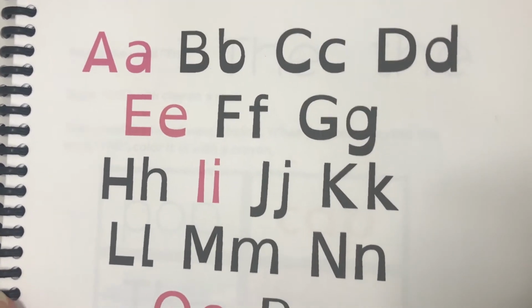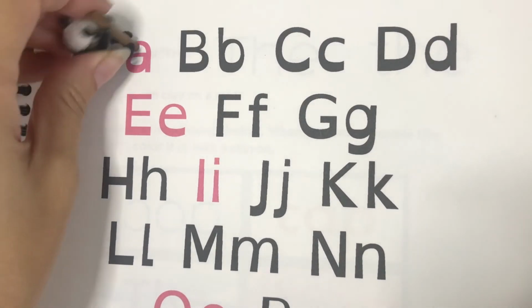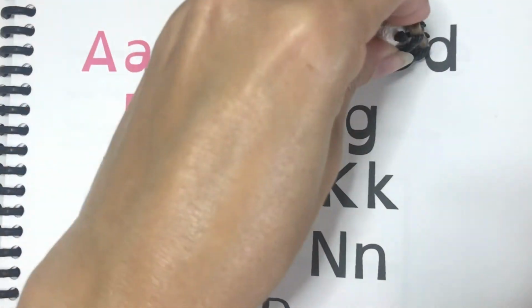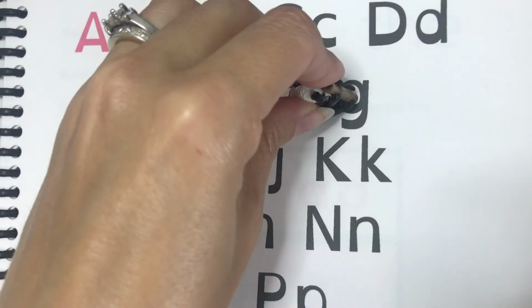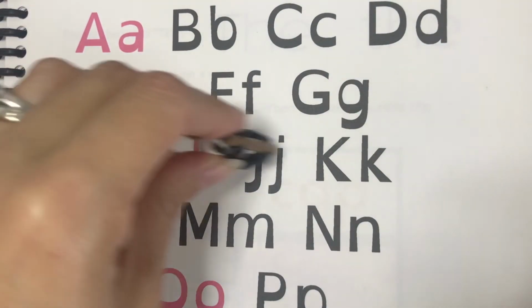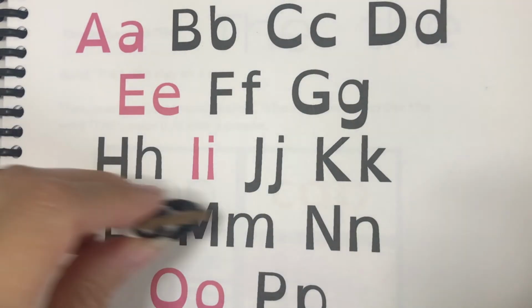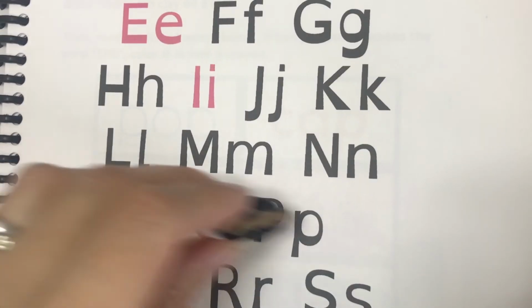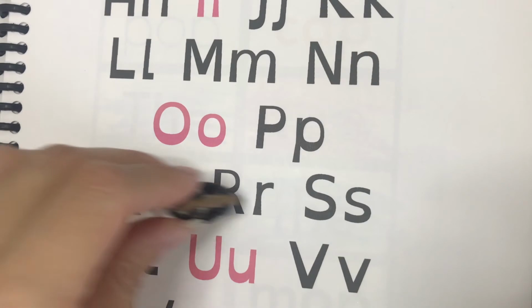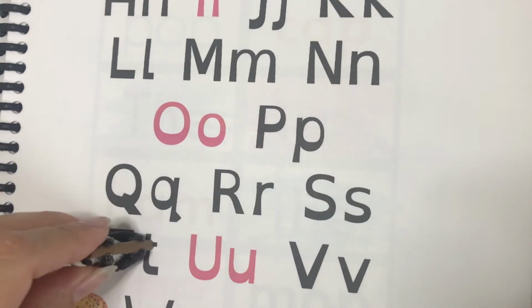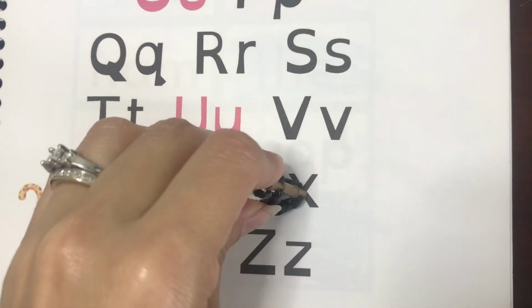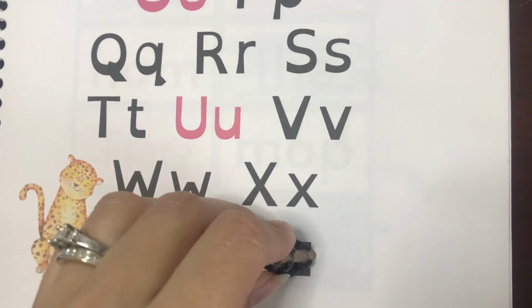So an example of this would be as follows. A, B, C, D, E, F, G, H, I, J, K, L, M, N, O, P, Q, R, S, T, U, V, W, X, Y, Z.